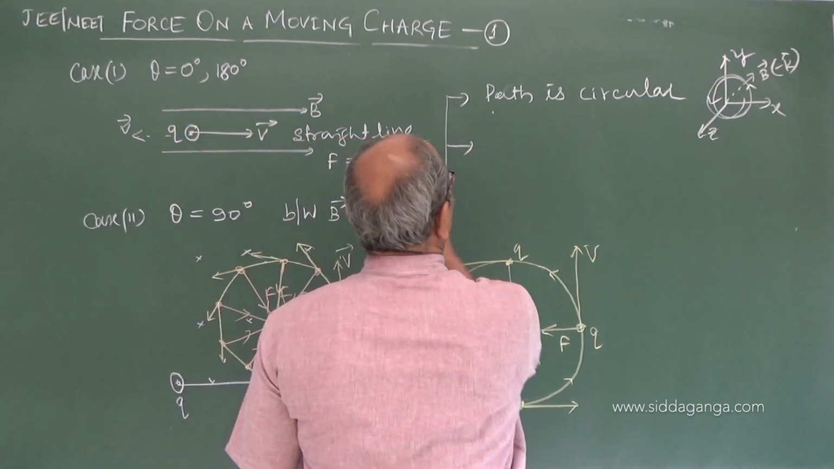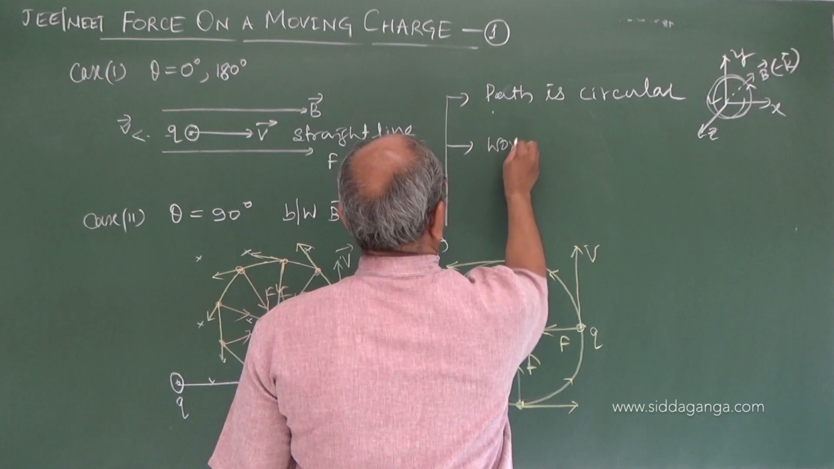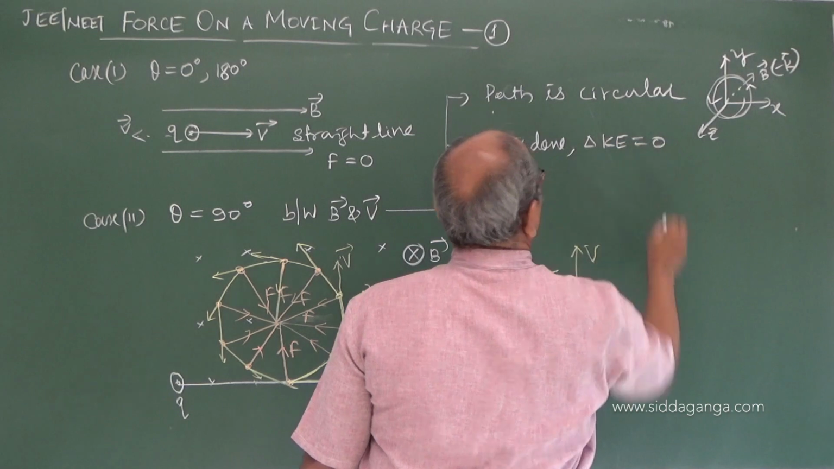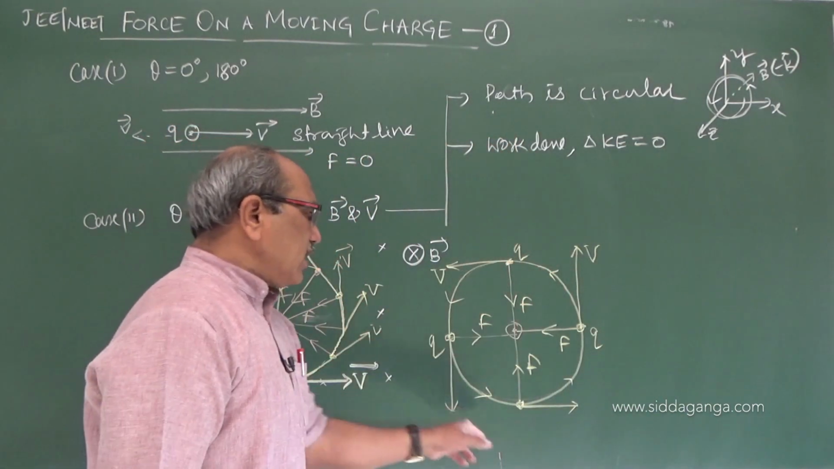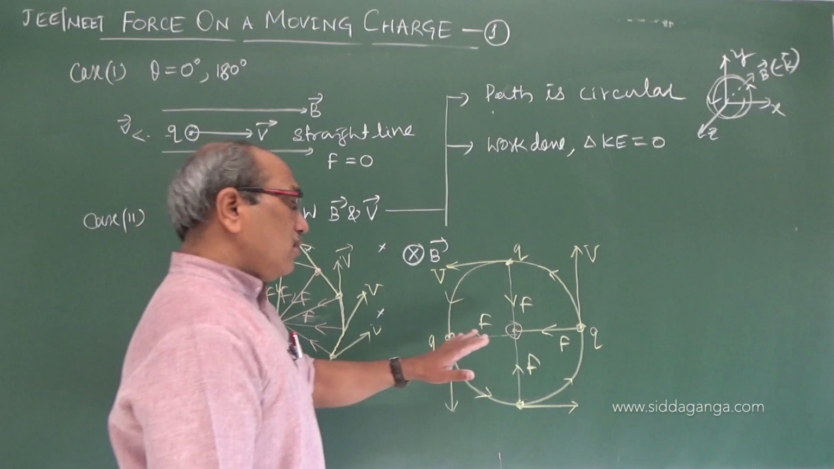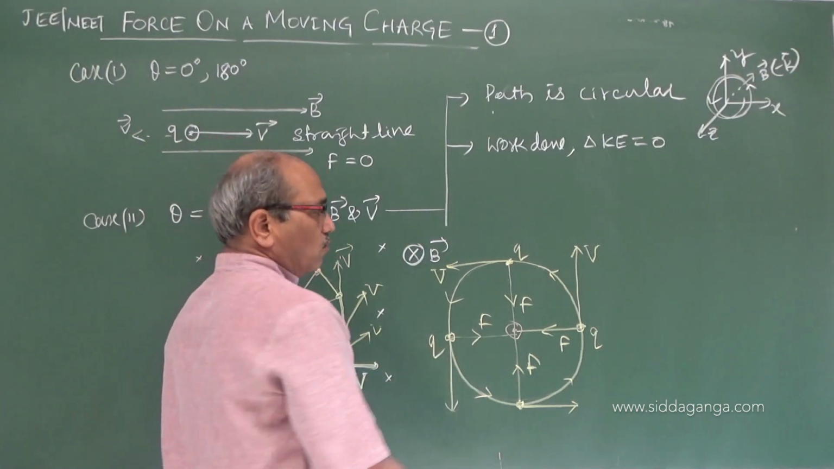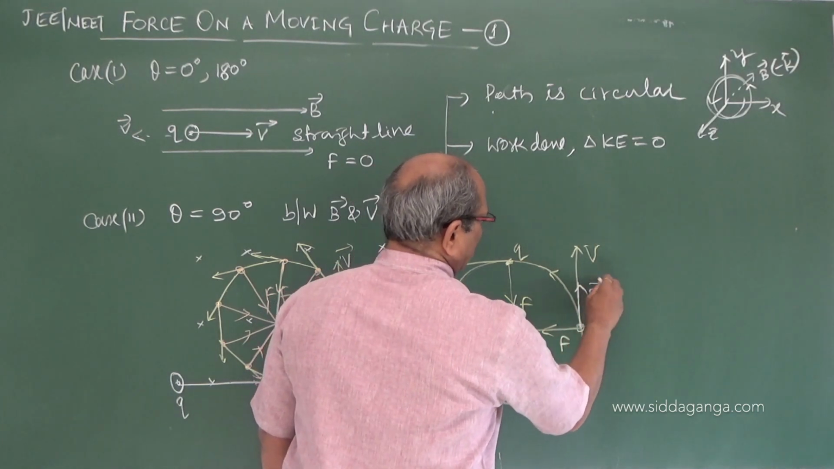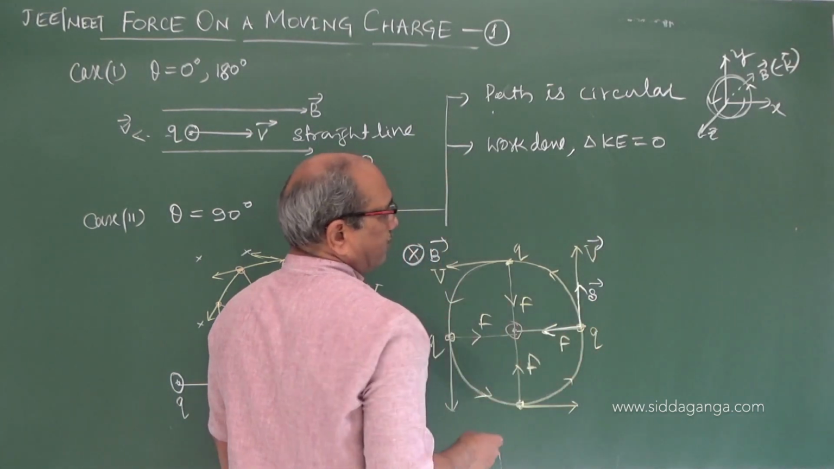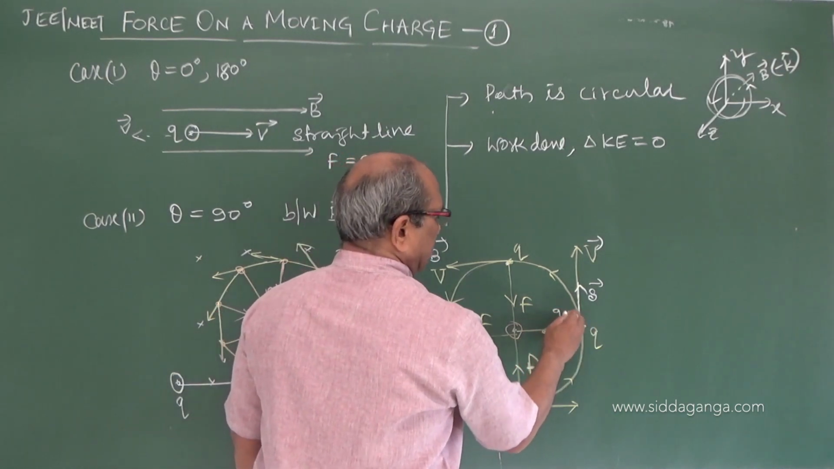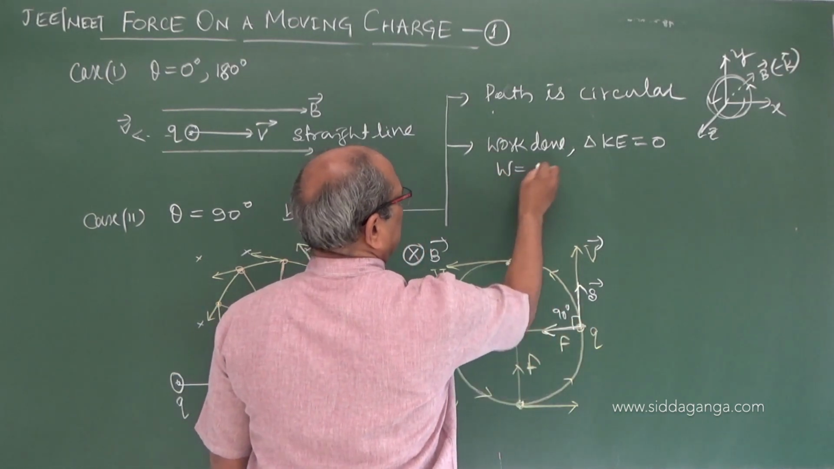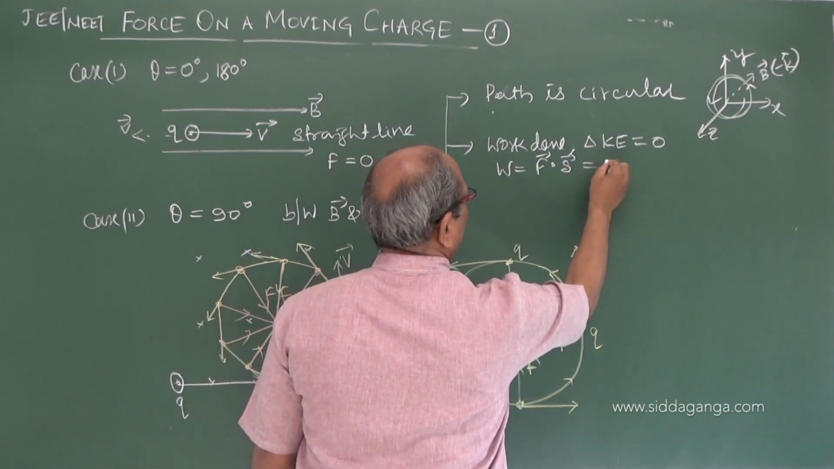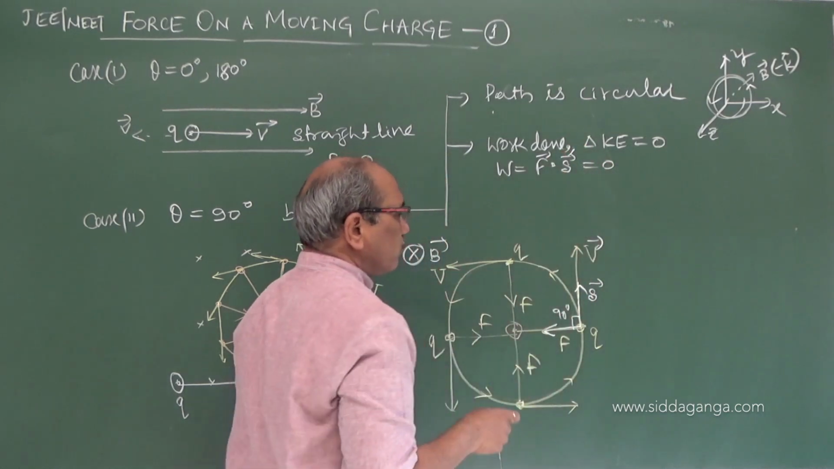The second point: the work done and the change in kinetic energy are 0. Because when it describes a circle, as you also studied in first year work, power and energy, this is the velocity vector, displacement vector and force vector. The angle between them is 90 degrees. Work done is F dot S, which is 0. Work done is 0, and the change in kinetic energy is 0.